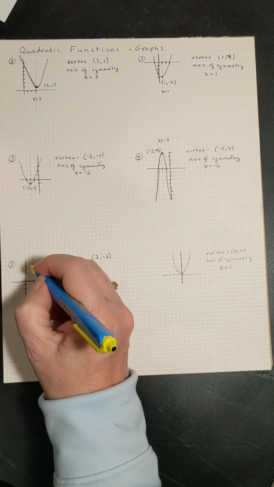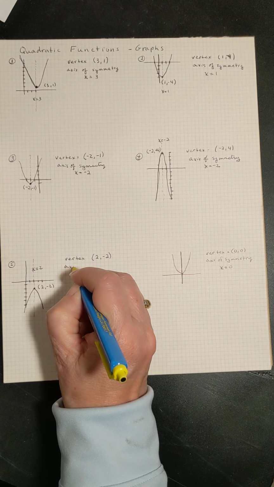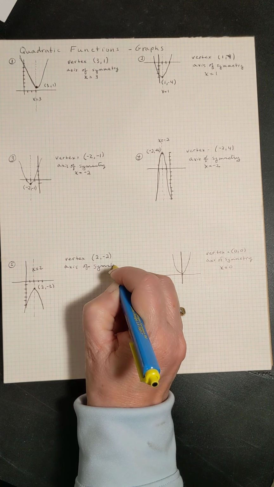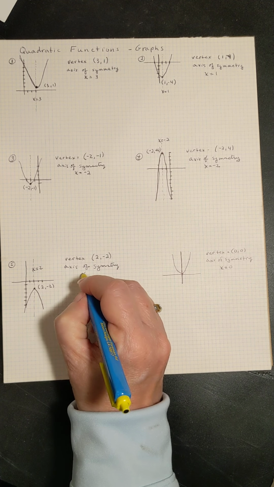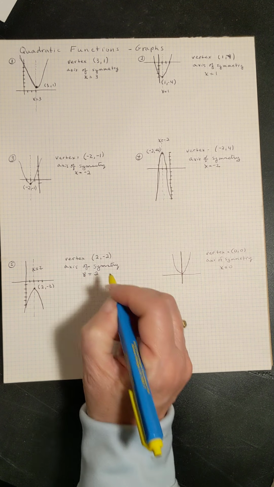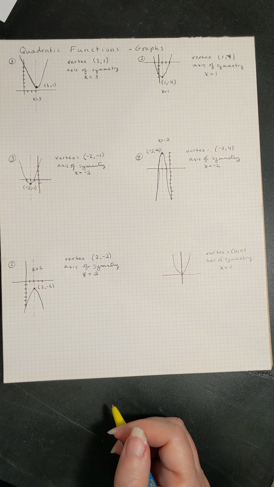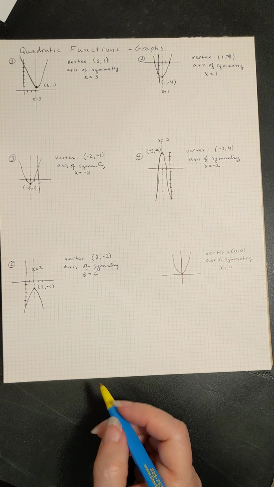And so this line will be x is equal to 2. So my axis of symmetry will be x equals 2, because that is my x-coordinate. All right, now let's talk about the domain and the range for these.